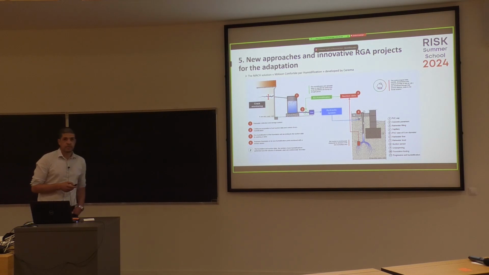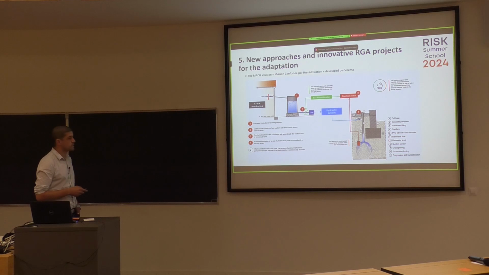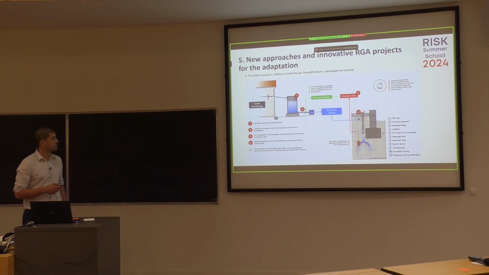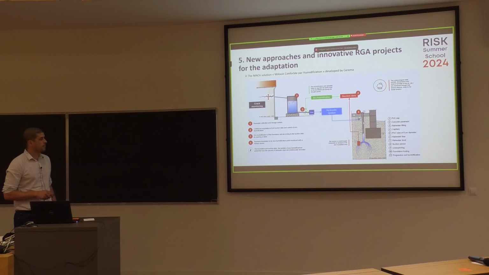I move to the last point of this presentation, about new approaches and the innovative RGA project for the adaptation of the existing buildings and roads. Here you have the MACS solution, which means maison confortée par humidification. The principle of this solution is to rehydrate the soil with the rainfall collected, during drought periods, in localized soil at the bottom of the foundation.